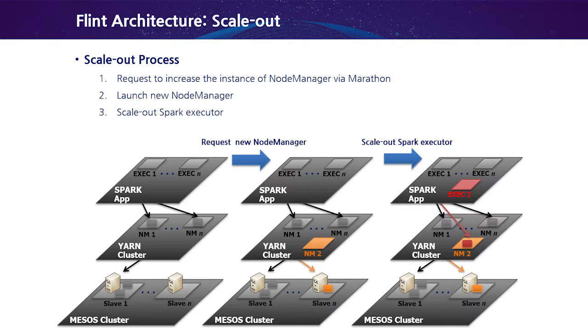This is the scale-out process. First, we grow the size of the YARN cluster by requesting Marathon to deploy more node manager Docker containers. And after the YARN cluster gets larger, we signal the application to request more executors from YARN.